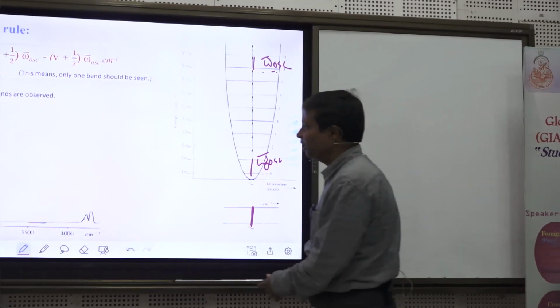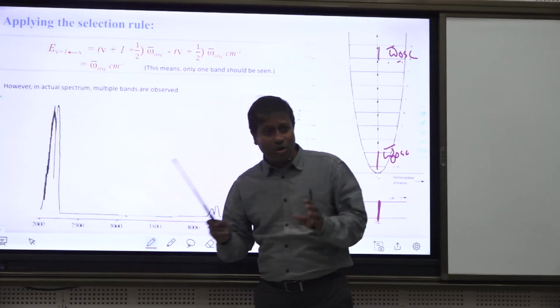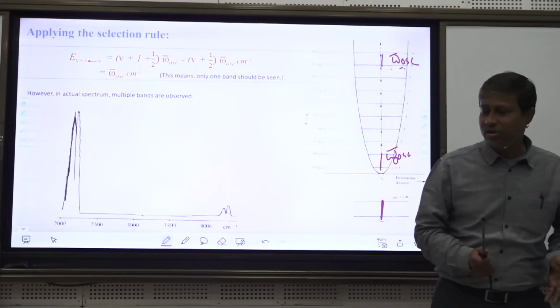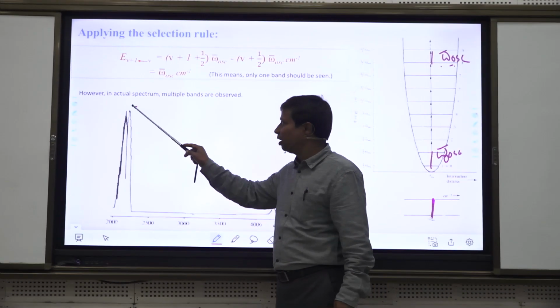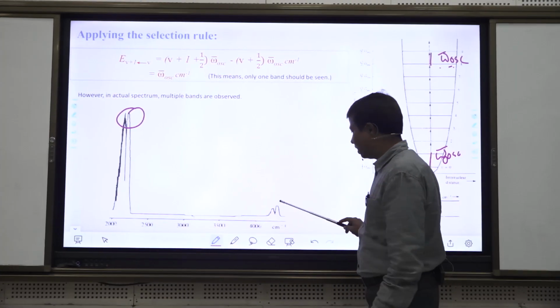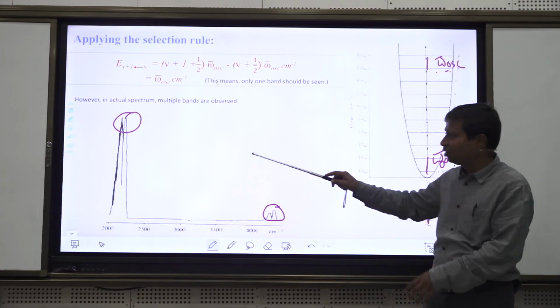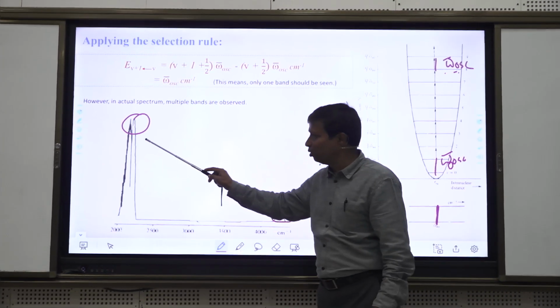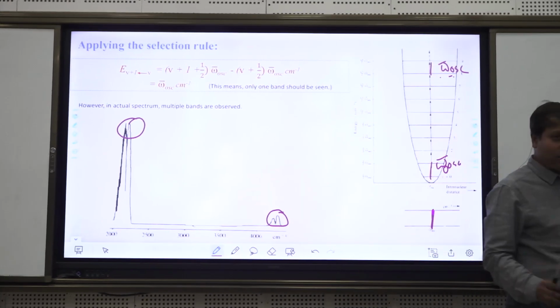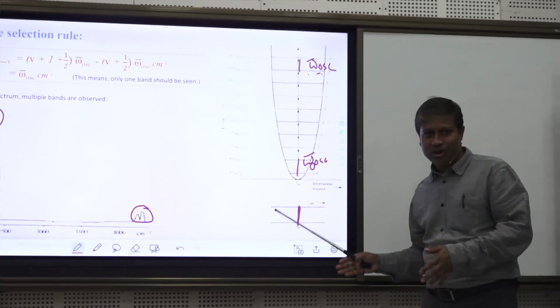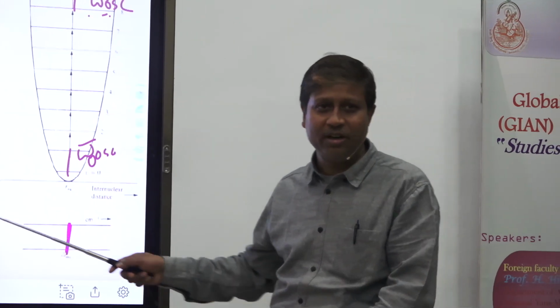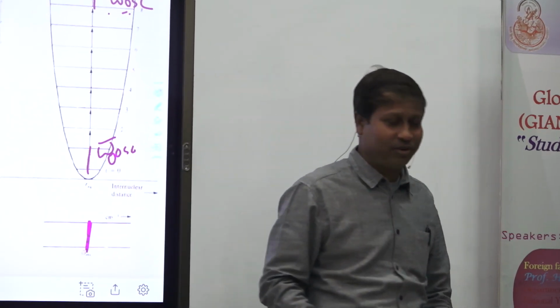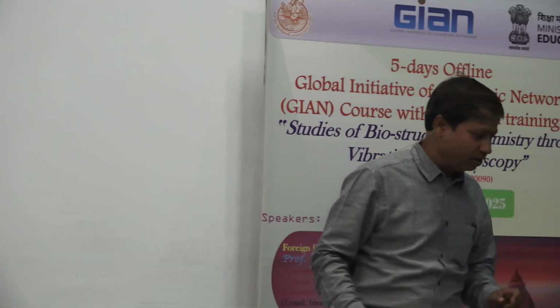So that means you will see only one band. But in reality, even in low resolution spectroscopy, you see the existence of two bands. This is one band and this is another band. This thing we'll be discussing later, but as of now you think of multiple bands. So this simple harmonic motion of a diatomic molecule is not able to explain the experimental observation. So we have to think why.